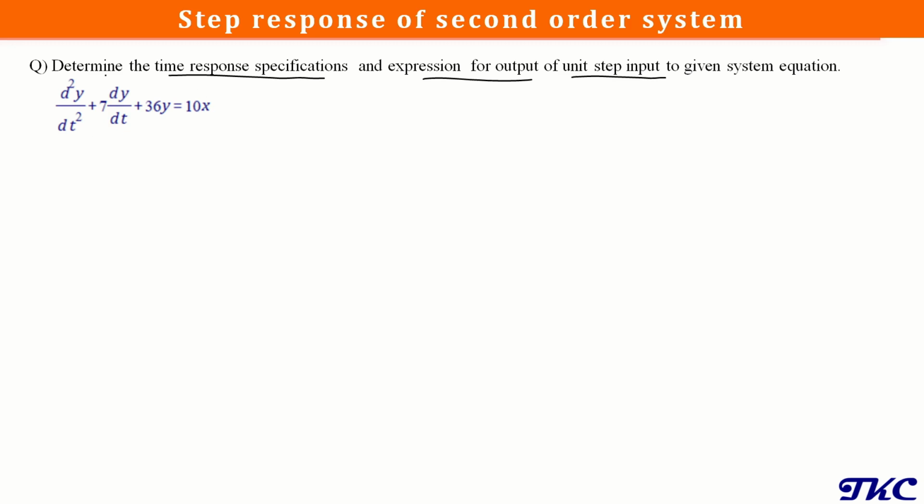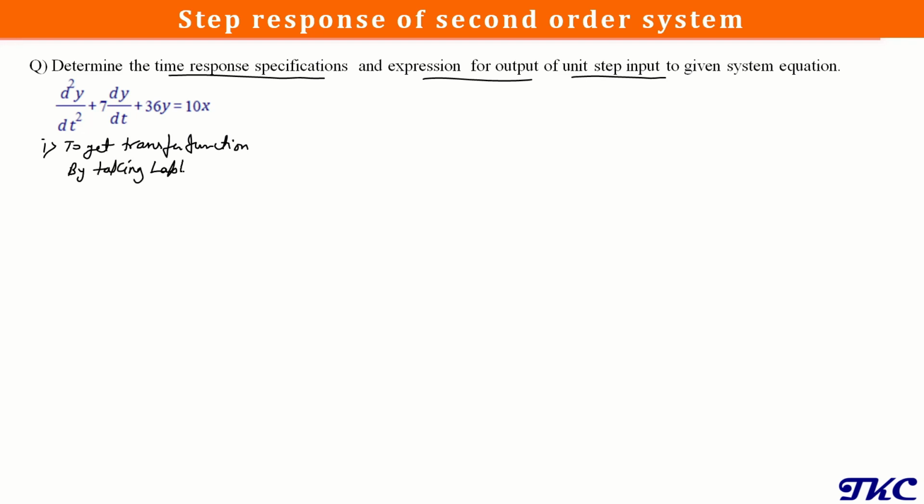Whenever we have the differential equation of the system given to us, we need to first find the transfer function. We know how to find that. What we have to do is take the Laplace transform of this equation, and based on that we can get the transfer function. So the first step here will be to get the transfer function. For that we need to take the Laplace transform of the differential equation of the system.